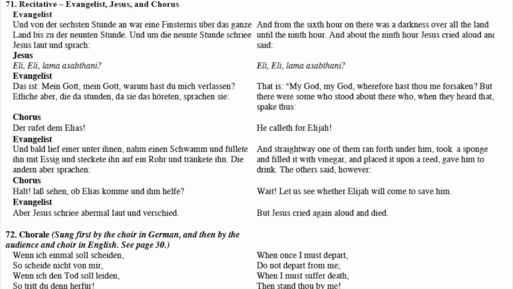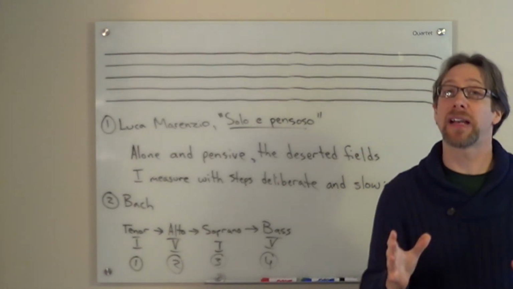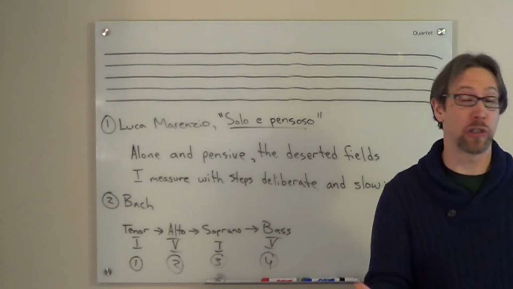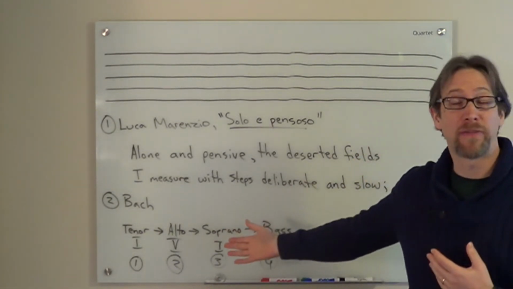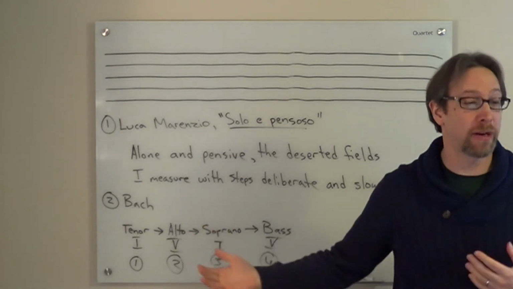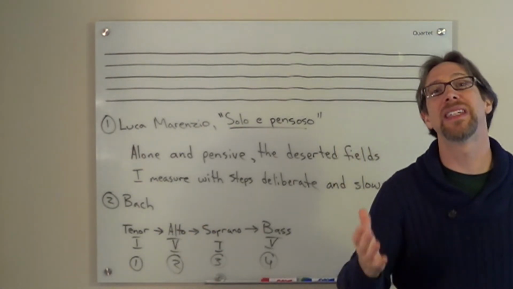And you then have a chorale. And the chorale often functions as kind of a reflection on what's happening in the story. Almost like what's the moral of the story. And the text is, "When once I must depart, do not depart from me. When I must suffer death, then stand thou by me." And so Bach now has to decide, how do I have the voices? Do I have the voices come in one after another, like I did with my fugue, or like Marenzio does with his madrigal, or do I have all the voices come in together?